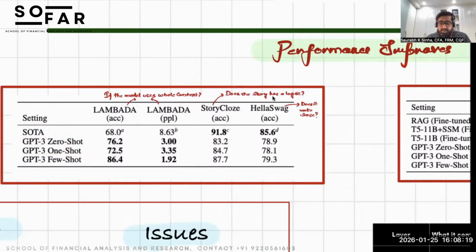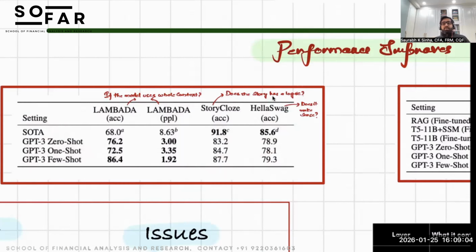You see the performance. When it was tested for LAMBADA, what is LAMBADA? We'll talk about it. When it was tested for LAMBADA, the performance you can see is best for few shot. When it is tested for StoryCloze, yes, the performance was not best for few shot but for SOTA, but the second best was few shot. And when it was tested with the benchmark HellaSwag, again SOTA was performing the best, but yes, few shot learning is the second best.